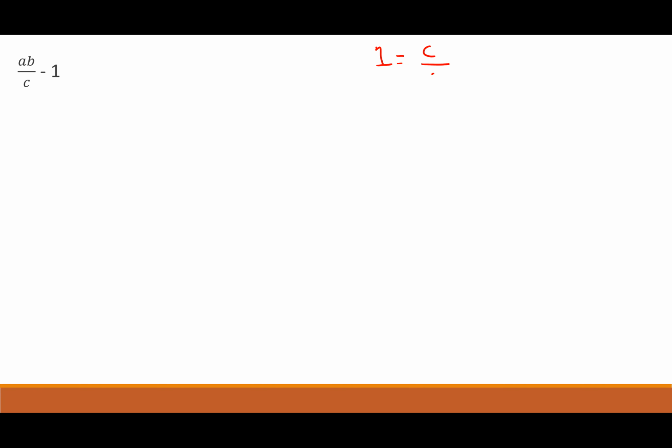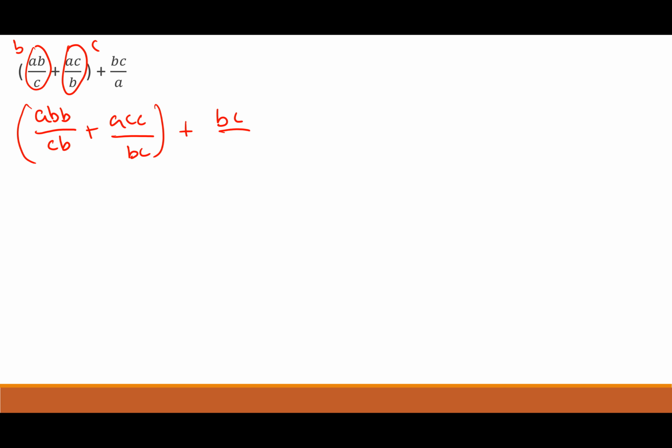Right, so in order to do this one, just as a reminder, 1 is the same as writing C over C. So this can be rewritten as A over C minus C over C equals AB minus C over C. Alright, very straightforward.